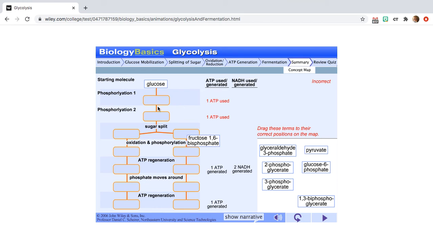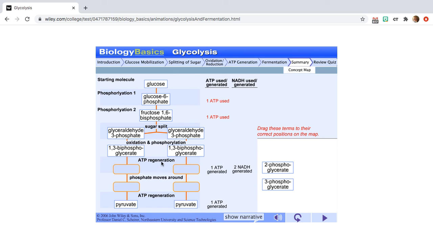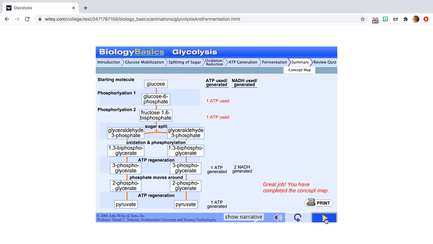Fructose. Okay. First it starts with glucose 6-phosphate. Then it goes to fructose 1,6. Then it splits into G3P. And then, oh boy, no, pyruvate's at the bottom. 1,3 bisphosphoglycerate. Something tells me I'm just going to do this here. Yep. And then we're going to cleave it off, but I don't know which one gets cleaved off first. Let's go 3, and then 2. Oh, I'm on a roll.